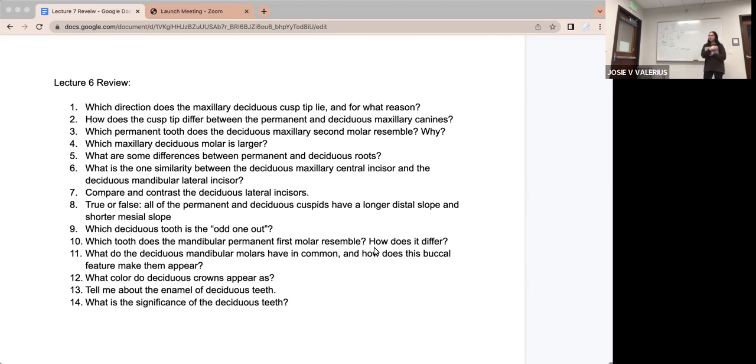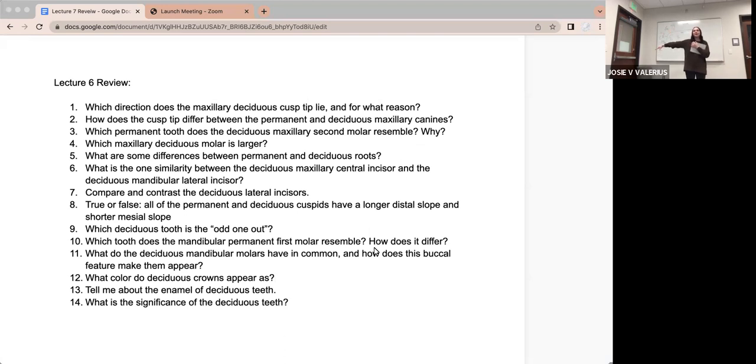Okay, number 9, which deciduous tooth is the odd one out? Oh, deciduous first molar of the mandibular. Yes, the deciduous mandibular first molar is the odd one out. He loves this question, so definitely know this one. For the deciduous teeth, there's 3 teeth that have something special for the molars. So the mandibular first molar is the odd one out.